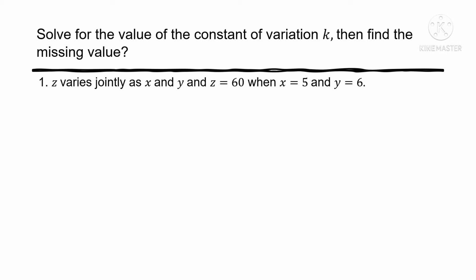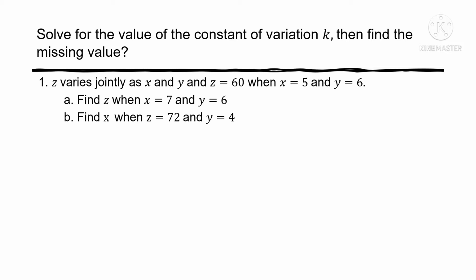1. Z varies jointly as X and Y, and Z equals 60 when X equals 5 and Y equals 6. A. Find Z when X is 7 and Y is 6. B. Find X when Z equals 72 and Y equals 4. And C. Find Y when Z equals 80 and X is equal to 4.